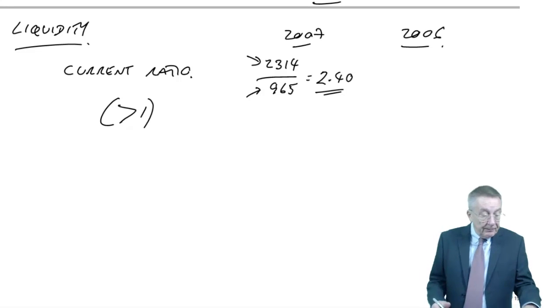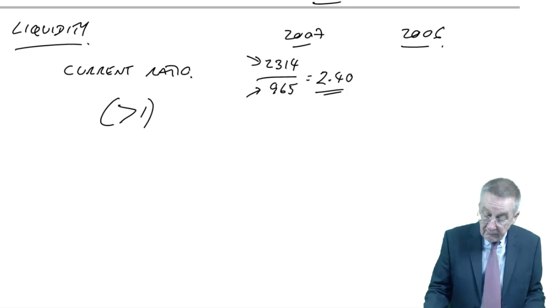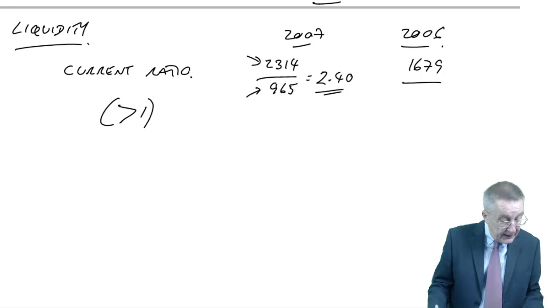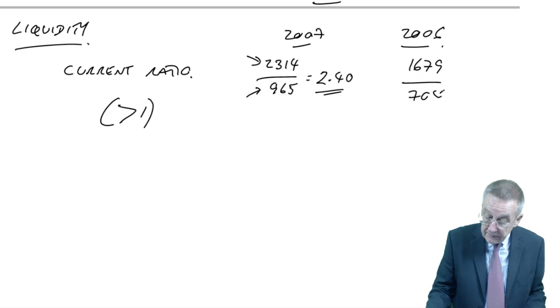What was it last year? Last year, current assets 1679, current liabilities 704.